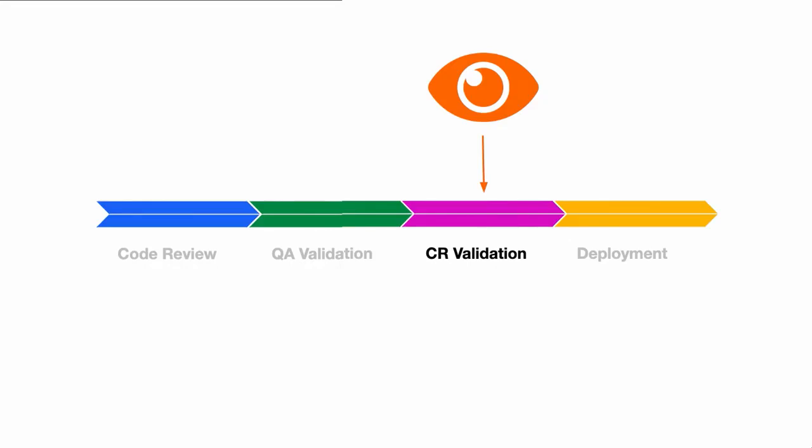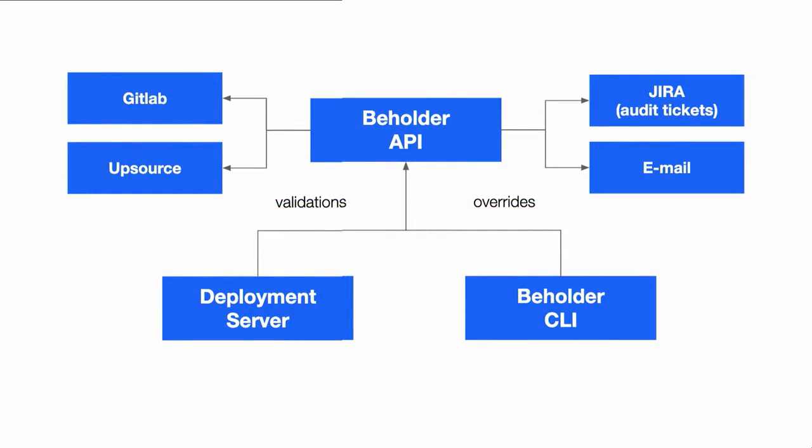So to look at this at a high level, there's also another process here that I'll speak to. Diagram: various blocks joined by arrows. Deployment server points to Beholder API. Text, validation. And Beholder CLI points to Beholder API. Text, overrides. They connect to each other, too. Beholder API points to GitLab on the left, and Jira audit tickets and email on the right. The process I just described is the validation phase.